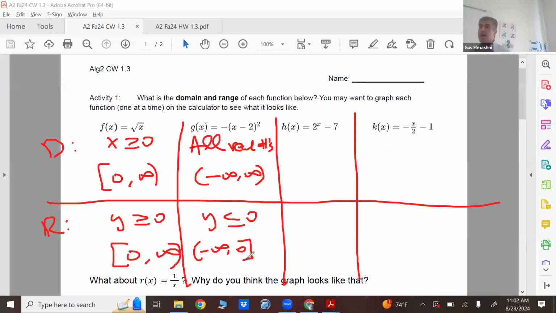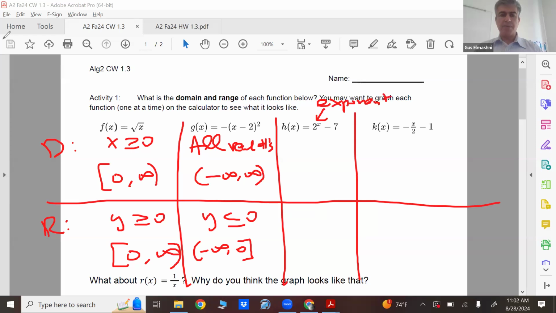So remember, parabolas have high points and low points. So those ranges will be limited. The domains won't be. Okay, this is kind of a weird one. We haven't talked about this yet. 2 to the x minus 7. It's an exponent, right?